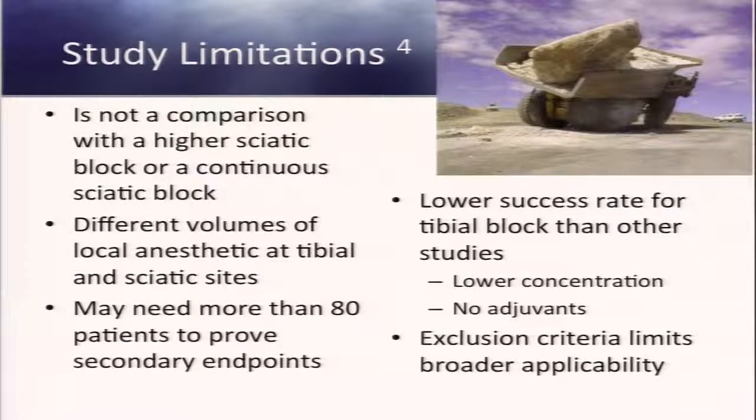You may need more than 80 patients, however, to prove secondary endpoints. Their power calculations were for their primary endpoint, which was whether or not they could successfully block the tibial and isolate that from the peroneal nerve. They used multimodal analgesia, and their pain scores were relatively low on both sides of the equation.